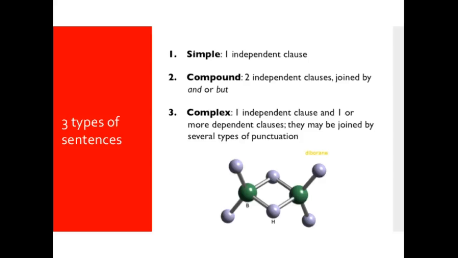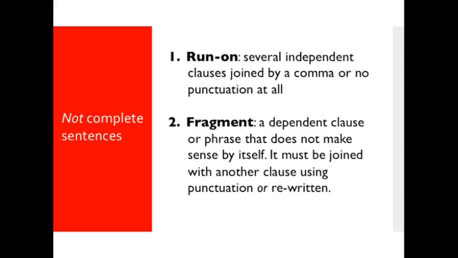So we really want to strive to have a diversity of these types of sentences to make your writing engaging, understandable, and smooth. There are also two types of sentences that are actually not sentences at all that we need to be aware of. The first is the run-on, which we'll go into in greater detail in the next slide. This is when we are joining together several independent clauses without any punctuation or transition words like and or but. And finally, we also have the fragment, which is a dependent clause or phrase that does not make sense by itself. So a dependent clause is a fragment.